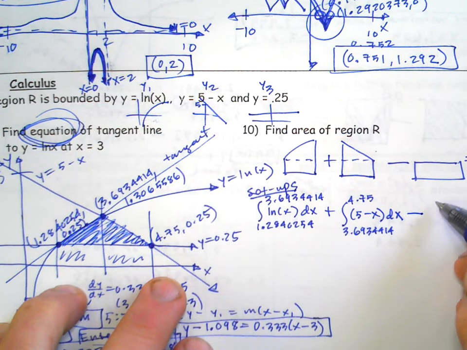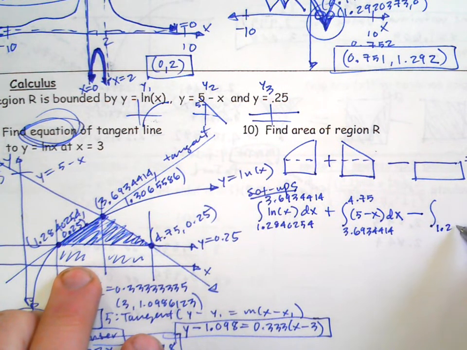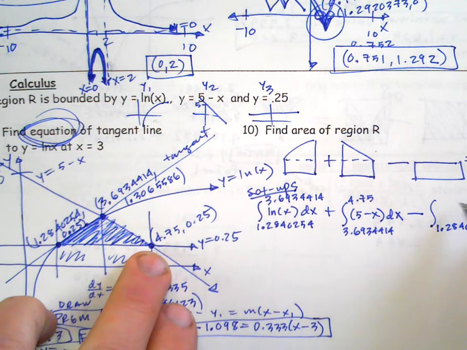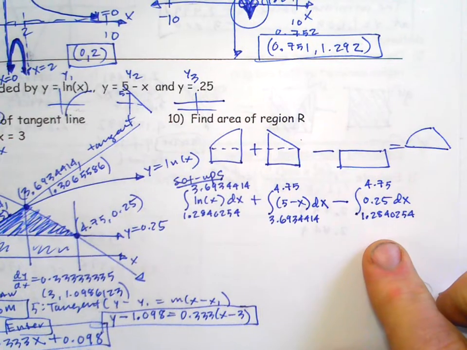Minus, you could do this whole big rectangle at once, or you could do it in 2 separate chunks. It's up to you. I mean, it's quicker once. 1.2840254 all the way to 4.75 of 0.25 dx. This is the setup, and this should give us the answer that we're looking for.